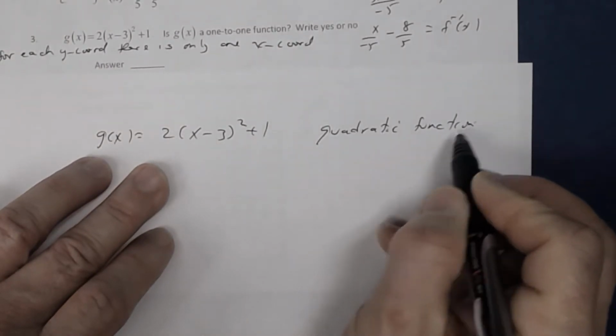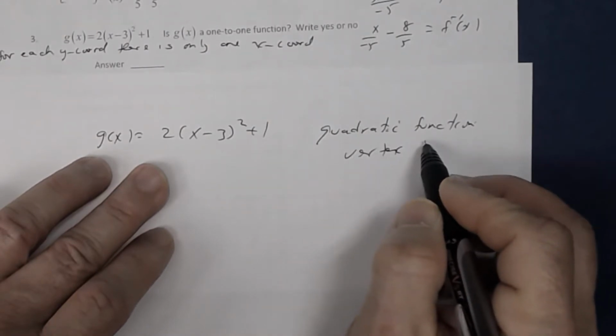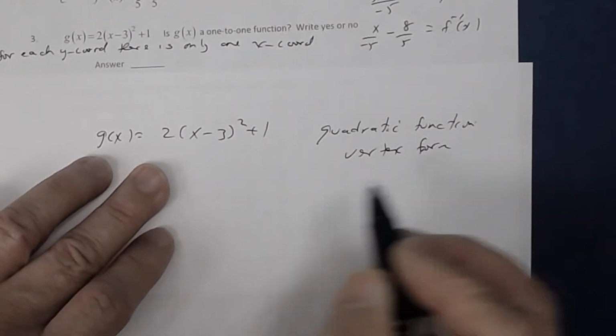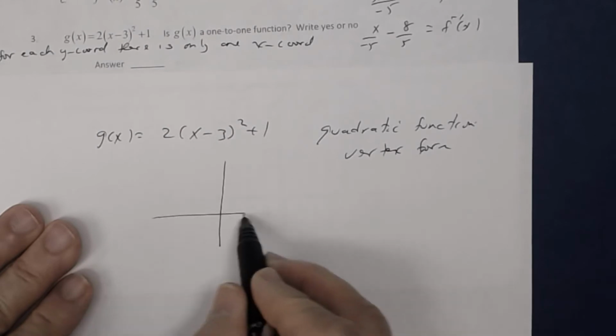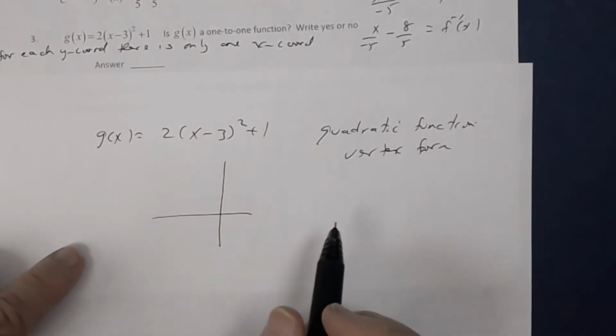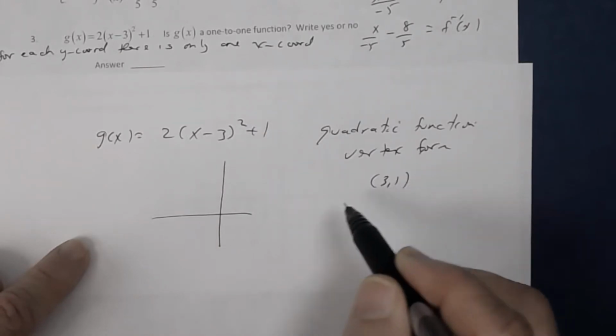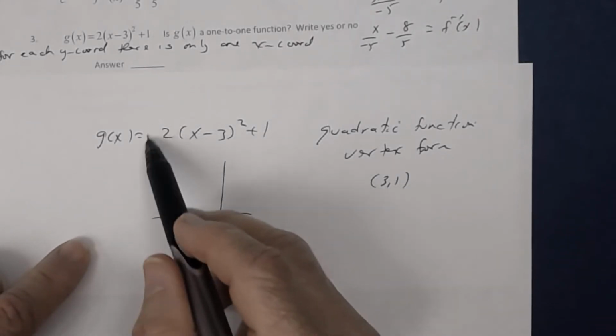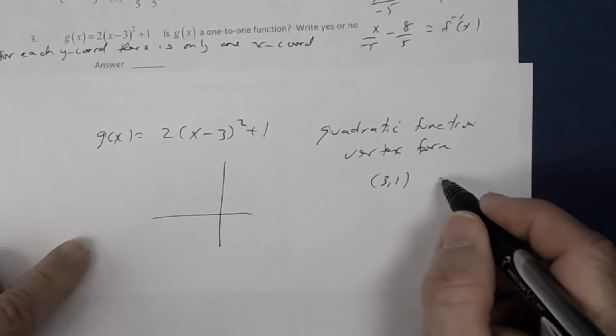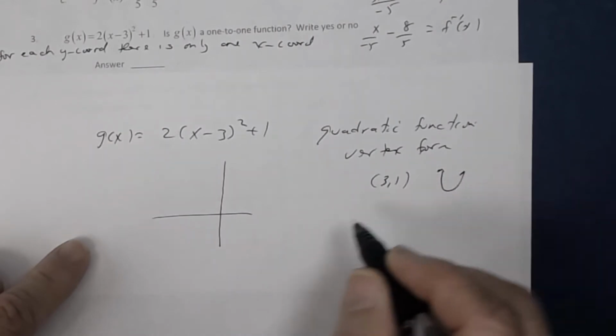And it is written in vertex form, right? Written in vertex form. Okay. So I know that a rough sketch of this, I'm just going to do a rough sketch of this. So I know that the vertex is going to be (3, 1). And I know that since a is positive, the parabola is going to open up. So I get something like this.